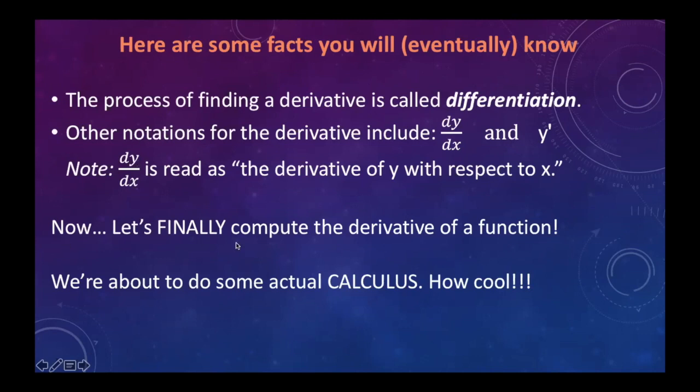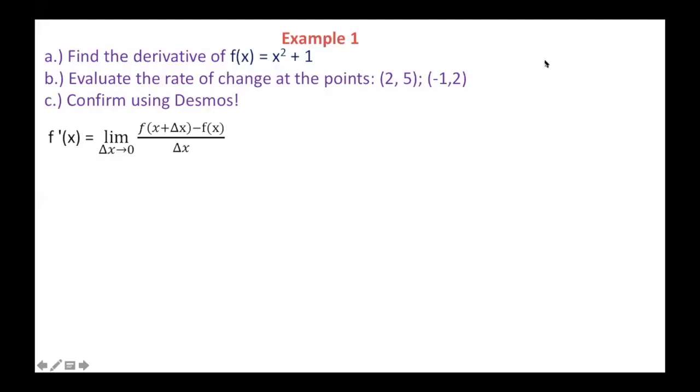So let's finally compute the derivative of a function. We're about to do some actual calculus. How cool is that? So we finally made it to an example, which I'm going to call example 1. We're going to find the derivative of the function f of x equals x squared plus 1. Then we're going to evaluate the rate of change at the point (2, 5), which we just played around with, and then at (-1, 2). And then we're going to confirm those using Desmos.